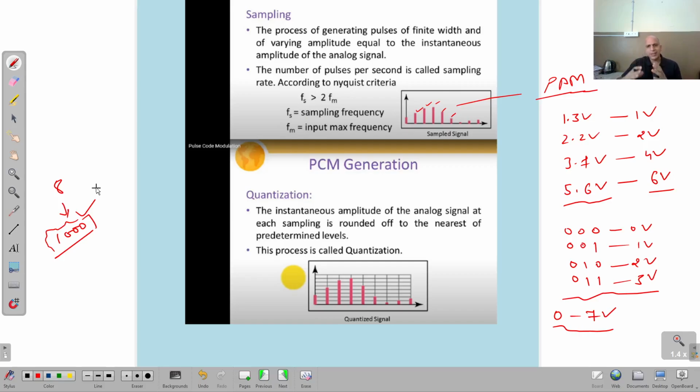So it is totally the choice how many bits we are going to use during the encoding. If we are using 3 bits, then obviously we are fixing the voltage level from 0 to 7 volt. If we are using 4 bits, then 0 to 15, because we know very well that from 8 to 15 I require 4 bits, right? Then after that, the number of bits again increases. So this is the way. So this is quantization. Clear? We will round off the amplitude to the nearest predetermined level of the voltage, right? So this is quantization.